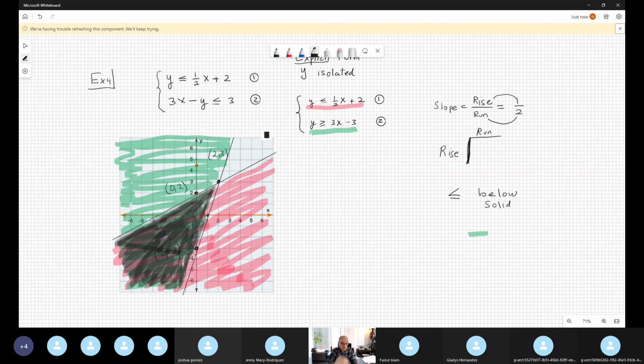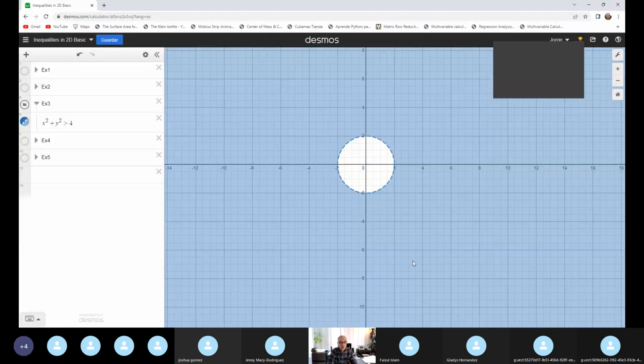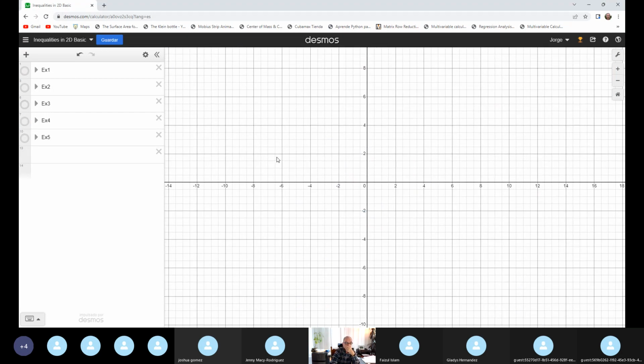Let me take advantage of that moment to explain the way we are working in Desmos. It's fantastic, pay attention. It's switching to Desmos. Do you see Desmos? Yes or no? Okay, cool. This is example 4, and I want to explain it.